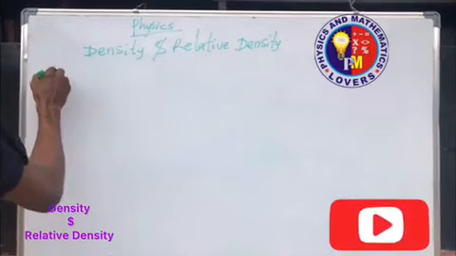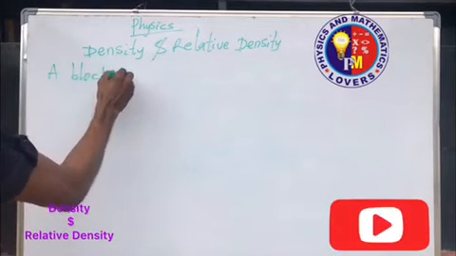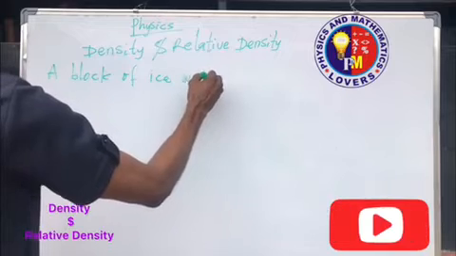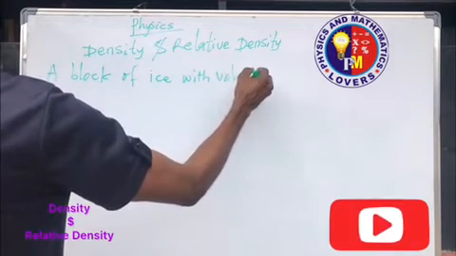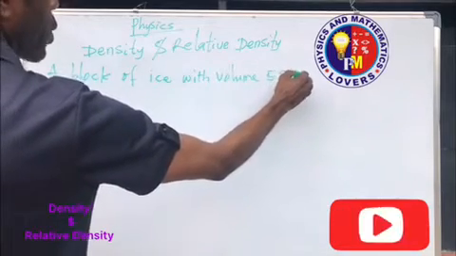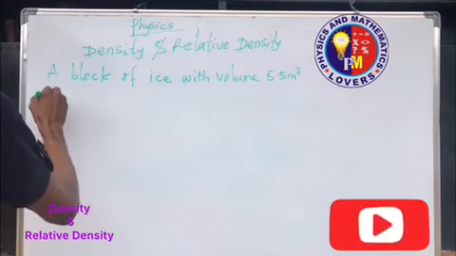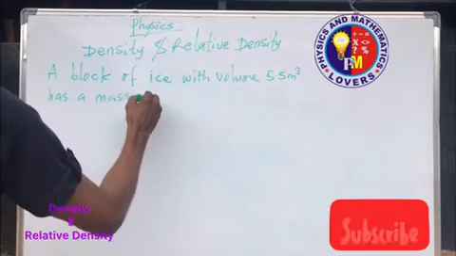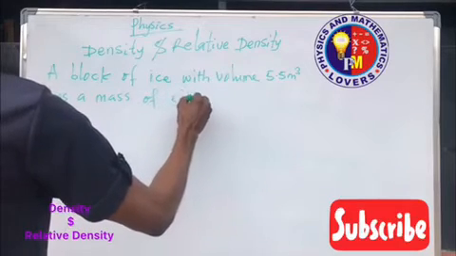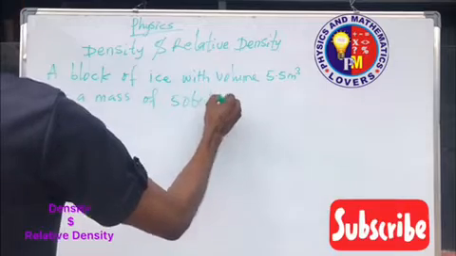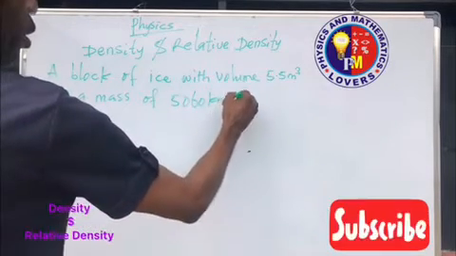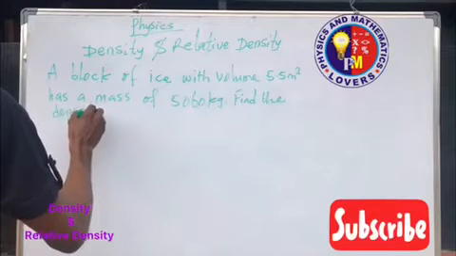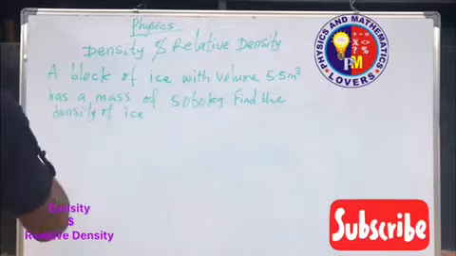Here I have a block of ice. As an example, a block of ice with volume 5.5 meter cube has a mass of 5,060 kilogram. Find the density of ice.